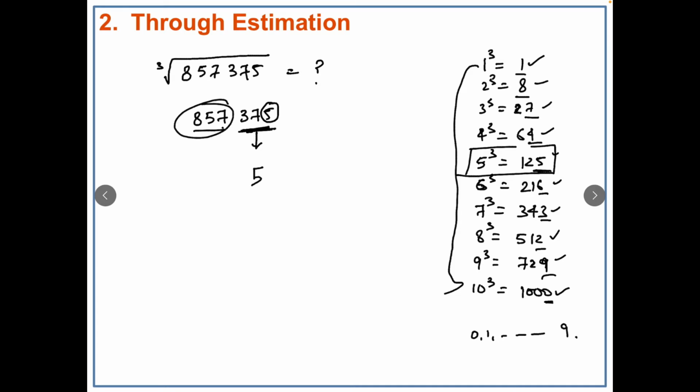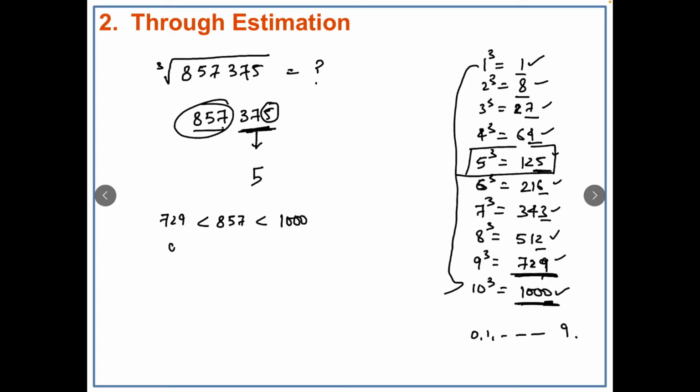Now let's come to the second triplet. We have 857. This 857 is lying between the cubes of which two numbers? We have to see that this number is lying between the cubes of these two numbers. You can see that 857 is more than 729 but less than 1000. So we'll write it as: this number is less than 1000 but more than 729.